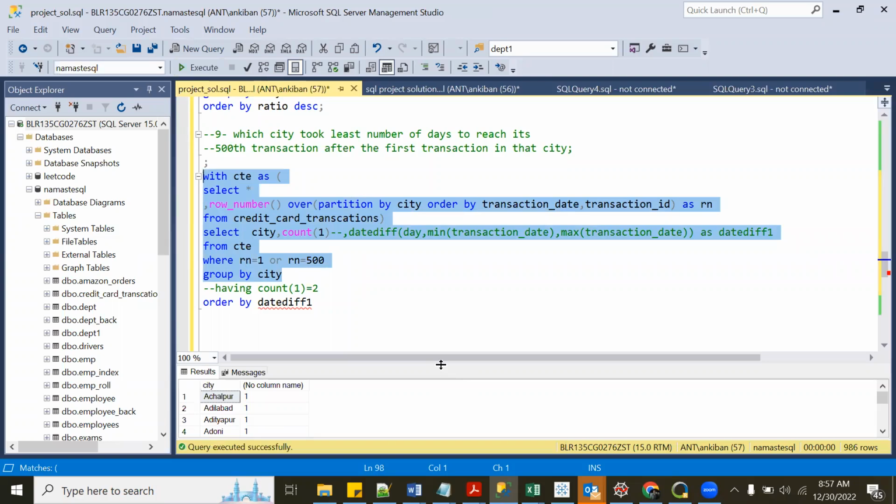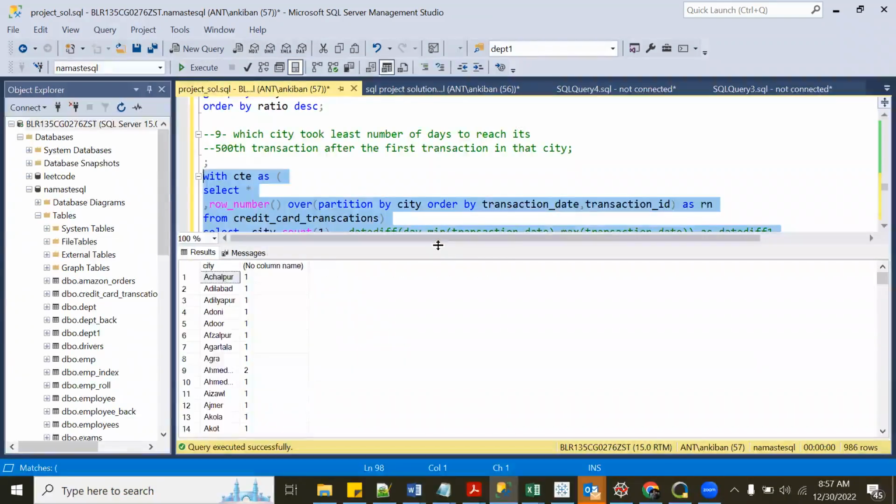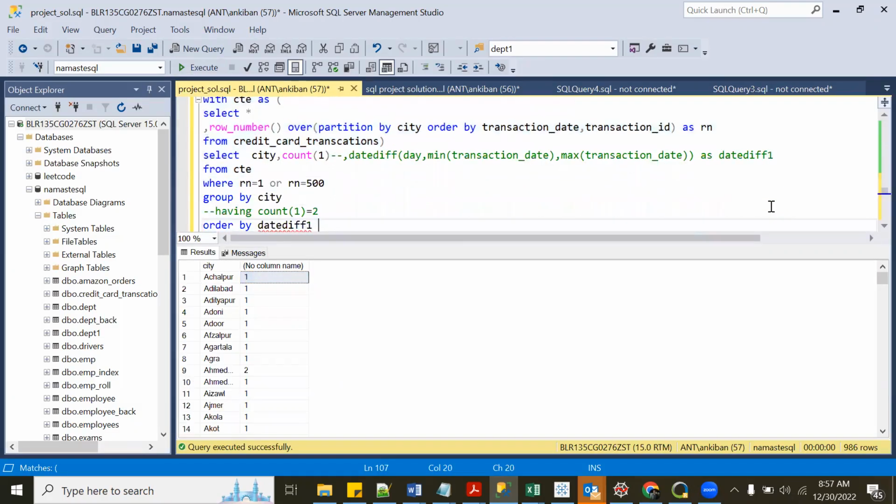Okay. So you see, wherever there is no 500 transaction, there is only one row for that city, right? Because I have filtered to give me only rank 1 and 500. So wherever 500 is not there, only one row will be there. For cities where we have both rows, the count will be 2, right?